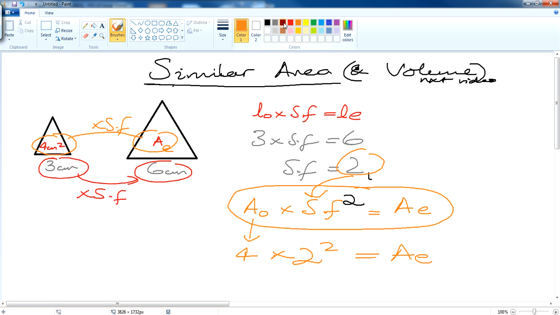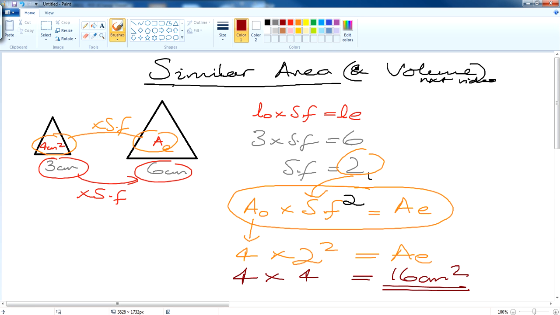So what do we get for this calculation? So 4 times by 4 is equal to 16. So the area hasn't doubled in size because the scale factor is double. The area has quadrupled. So now the area enlarged is equal to 16 centimeters squared. And that is the answer.